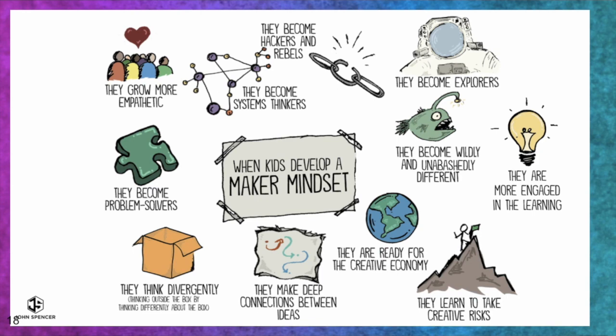John Spencer made a nice graphic about some of the offshoots of maker mindset. Empathy. We learn it and learn to begin with it. Explorers. We want to know how things work and how we can adjust and adapt them. Engaged. We have more focus and attention. Risk takers. We will try new things because failure is all right. It just means try something else. Divergent. We think differently and see that all people are different with various strengths and weaknesses.